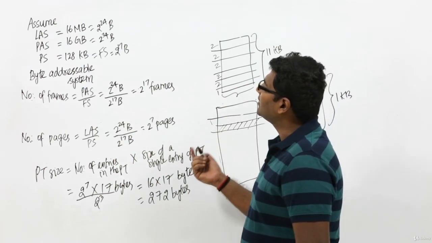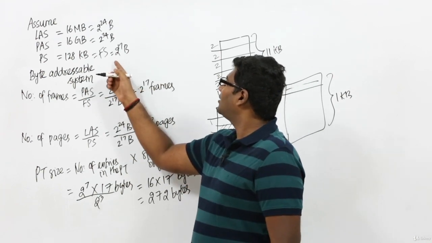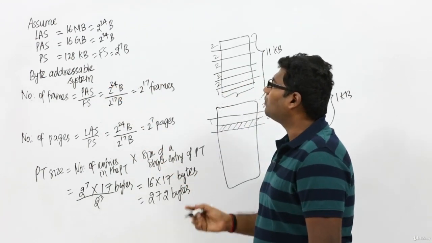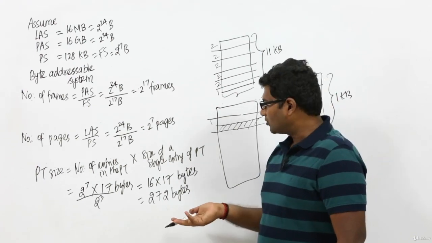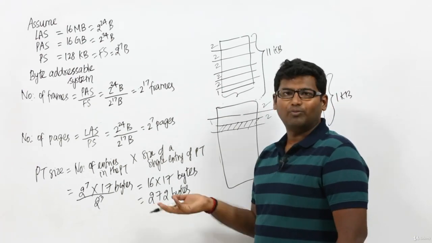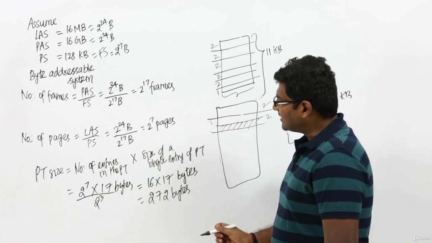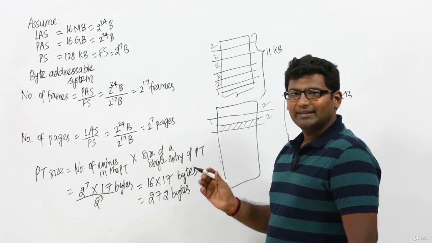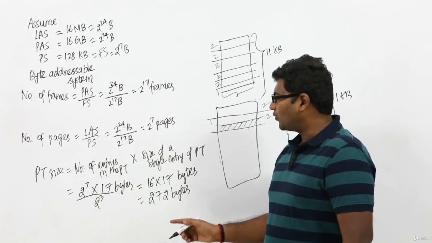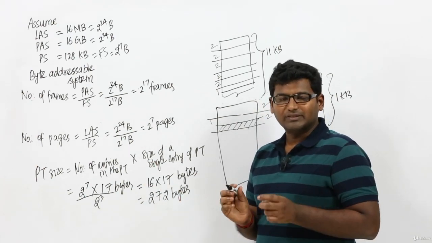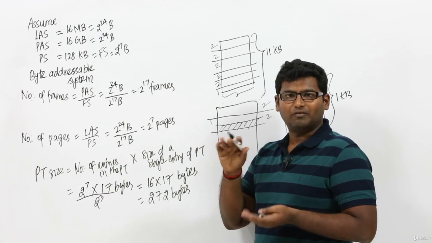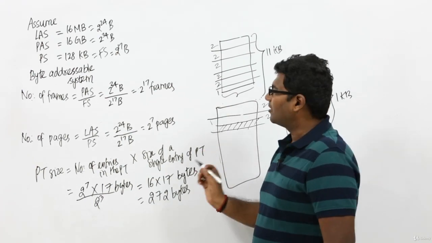What is the size of a single page? The size of a single page is way bigger than that. 2 power 17 is a big number. Even 2 power 10 is 1024. So 272 is a very small number. The size of the page table is less than the size of the page. So clearly here there is definitely an internal fragmentation problem. In case the size of the page table is less than the size of the page, internal fragmentation will definitely happen.